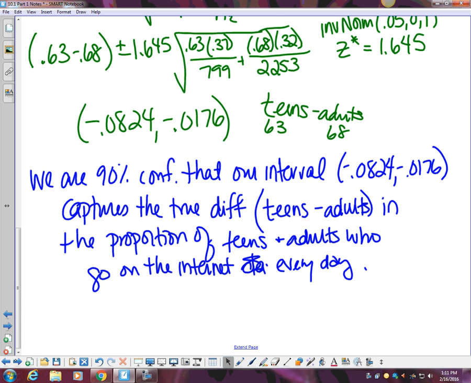Okay, there's no "statistically significant" because, again, we have no H sub 0 and H sub A. We're not doing a test. We are doing an interval. So we are 90% confident that that interval captures the true difference of teens minus adults, the true difference of the population of all teens minus all adults proportions who get on the internet every day, that it should fall in between that window. So a small difference, I mean, that's a difference of like 8% to 1% that adults are going to go on more often than teens.